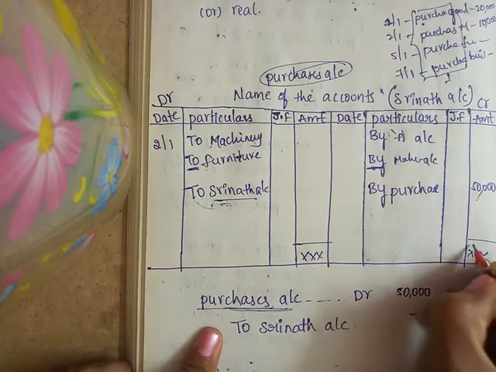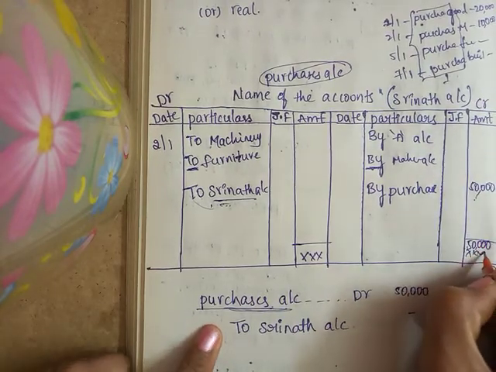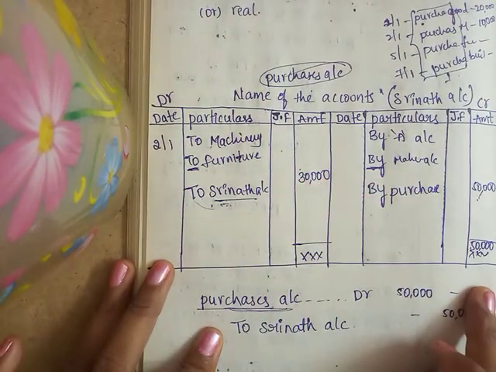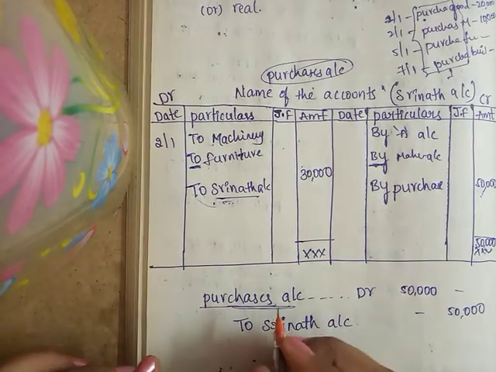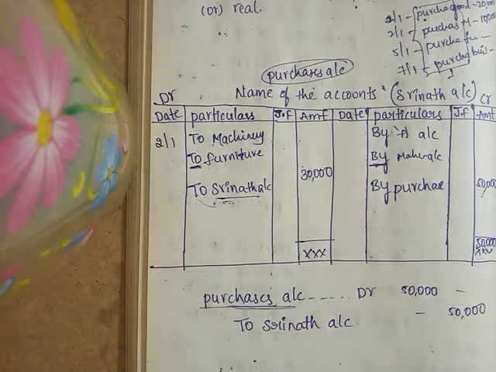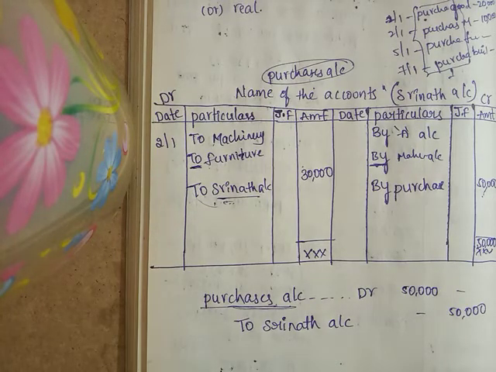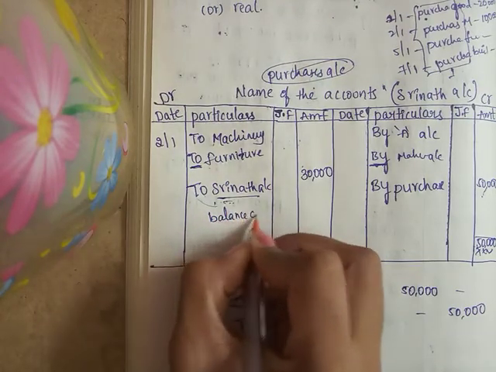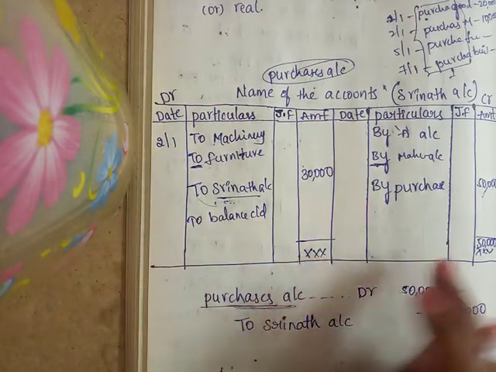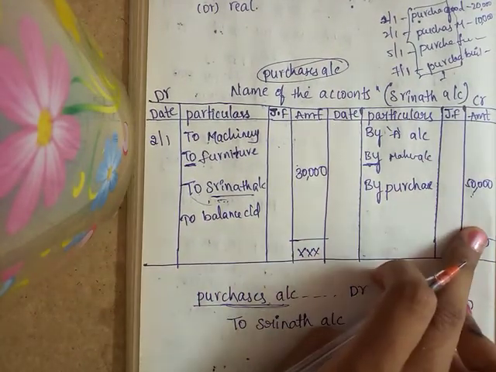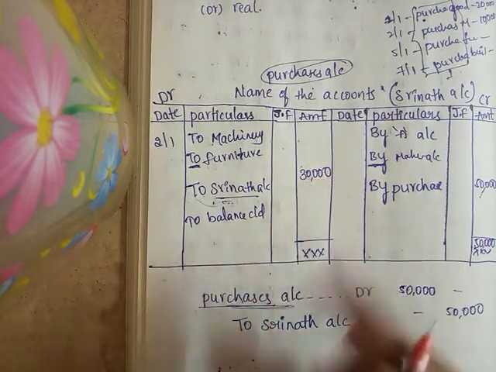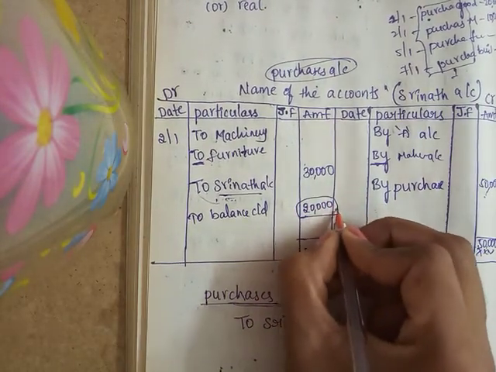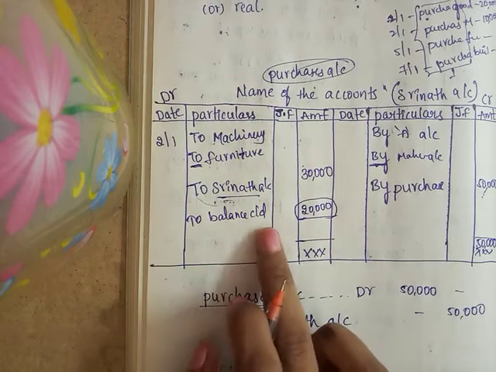Suppose on the credit side the amount is 50,000, but the total of the debit side is only 30,000. Does the ledger account tally? No, we have to tally the ledger account by writing the closing balance. That closing balance is written as balance carried down. How much is the difference? Here 50,000 and here 30,000, so the difference is 20,000. This 20,000 is the closing balance, to balance carried down.